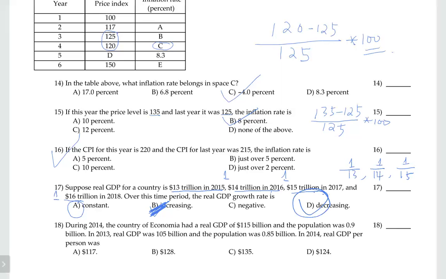18. During 2014, the country of Economia had real GDP of 115 billion, population of 0.9 billion. In 2013, real GDP is 105, and the population is 0.85. The question asks you in 2014, real GDP per person. Right. So we use 115 divided by 0.9. Answer is B.